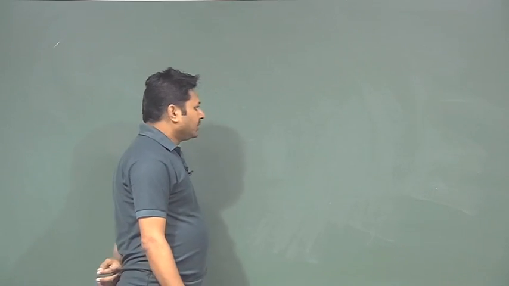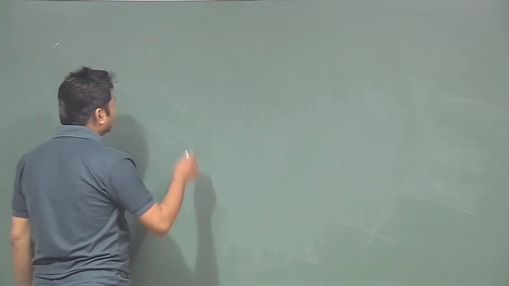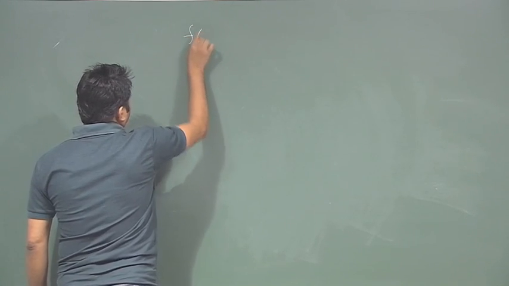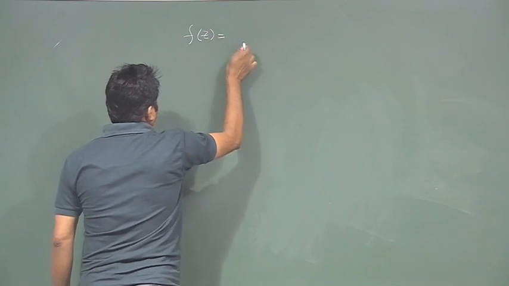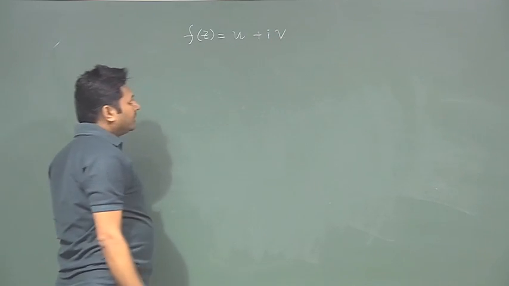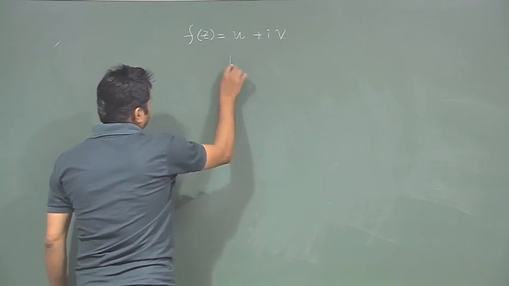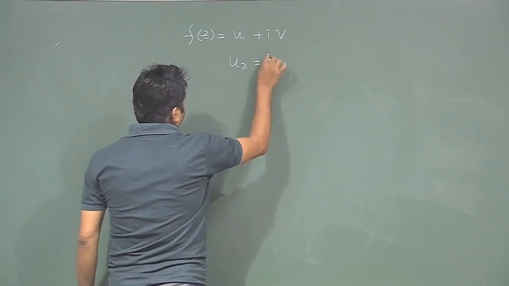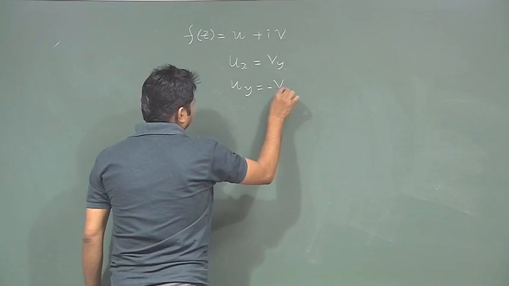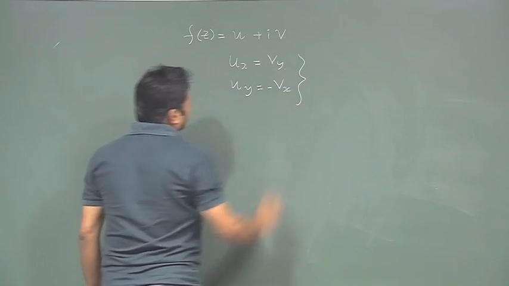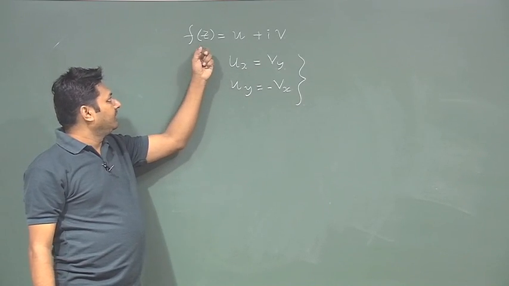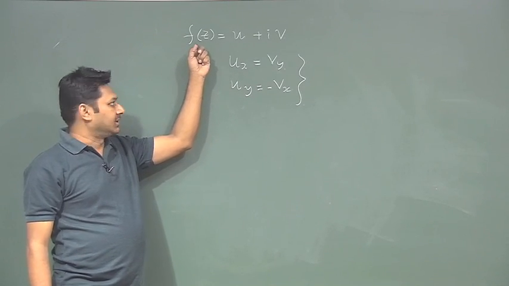In the previous class we learned a few things about the Cauchy-Riemann equations and analytic functions. If a function is given to you, the Cauchy-Riemann equations suggest that ux is equal to vy and uy is equal to minus vx, and if they satisfy this relationship, then the given function f(z) is analytic in nature.